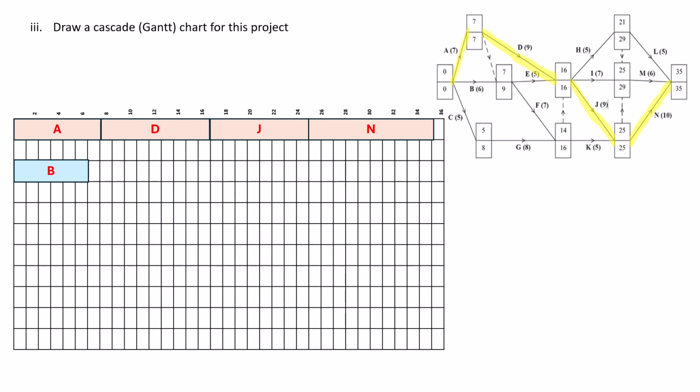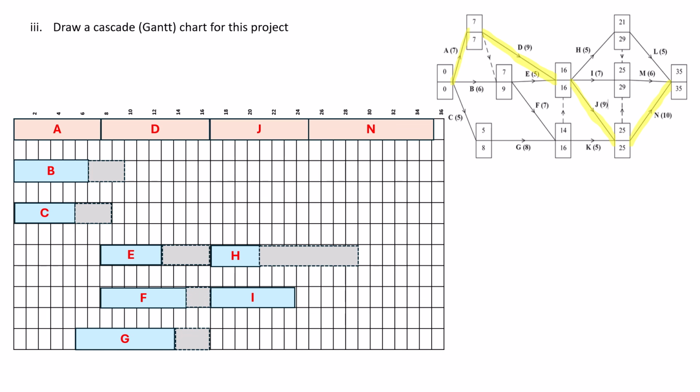The next thing we're going to do, I'm going to put B in, and it has its float. C, D is already there, so we go E. E starts at 7, lasts for 5, but doesn't have to end until 16. Then we have F, G, H, I, J is already there, K, L, M, and then N is already there.